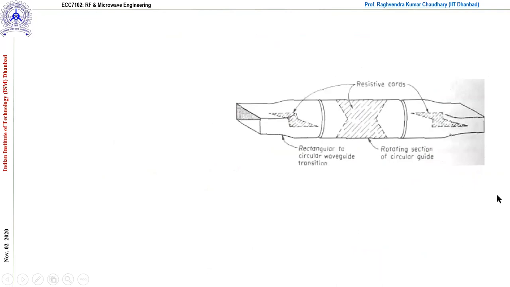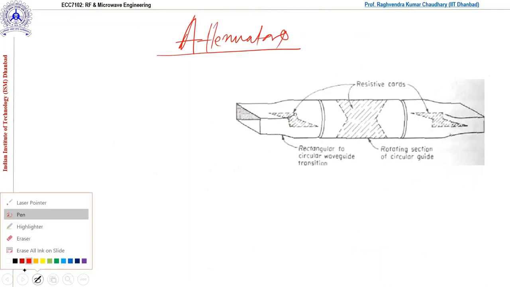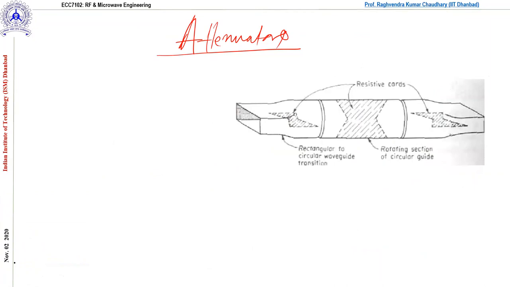So the very first thing is attenuators. Attenuators provide fixed or variable attenuation along the path of the incoming signal. Okay, so this is the first thing. And in many places we are using these attenuators so that we can control the amplitude of the signal. Sometimes this is the requirement actually.